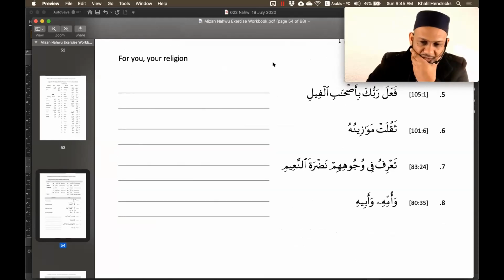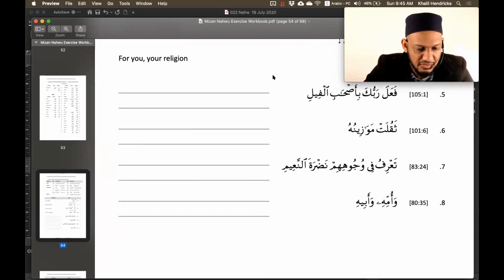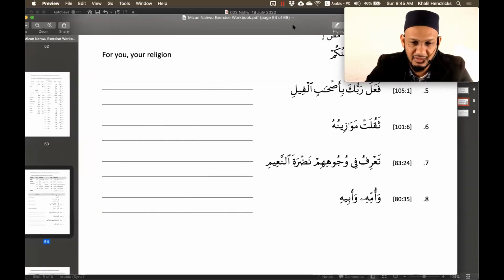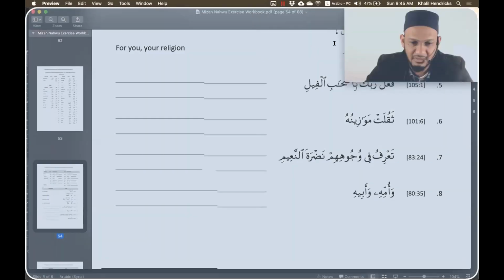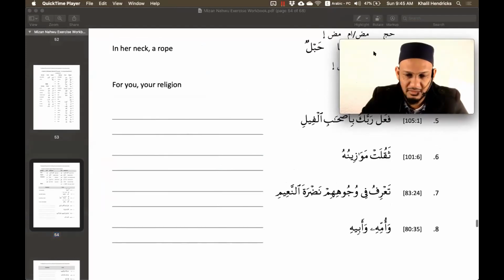So bismillah. Let's go to number 6. ثقلت موازينه. First of all, you can give me the translation, and then you can try to help me with the labels. So bismillah. What's happening there? Maulana: I got his scale was heavy.